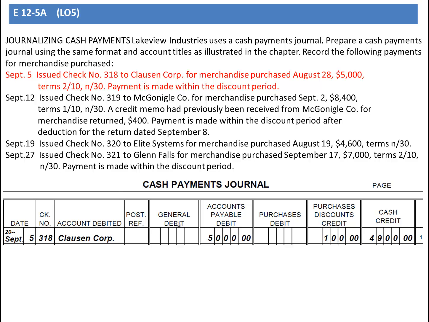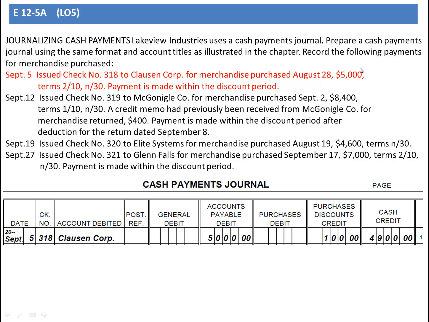So in the first one, it says that we issued check number 318, so that goes right here, to Clausen Corporation, that's our vendor right here, for merchandise that was purchased on August 28th for $5,000, which had terms of 2/10, n/30, and payment is made within the discount period. So this is where we have to take into account any discounts that occurred.